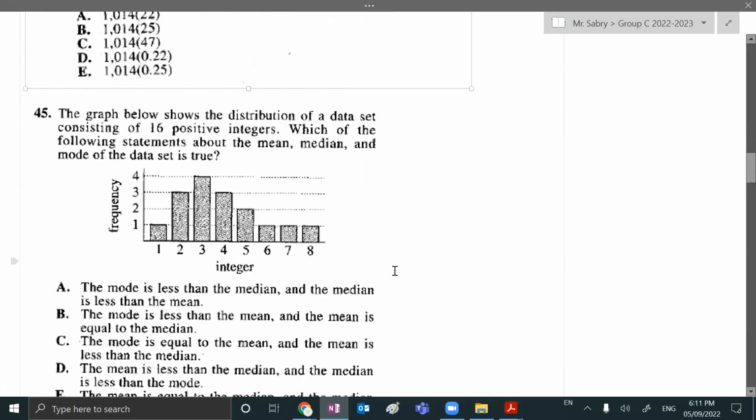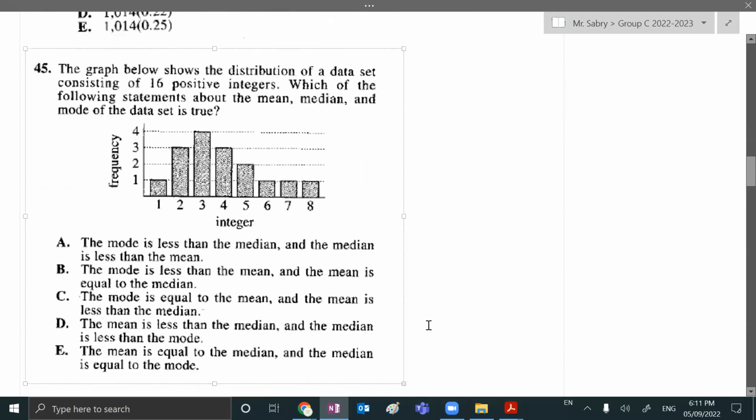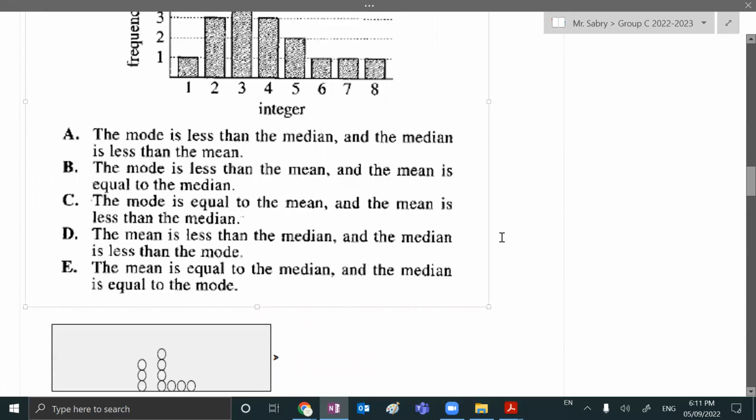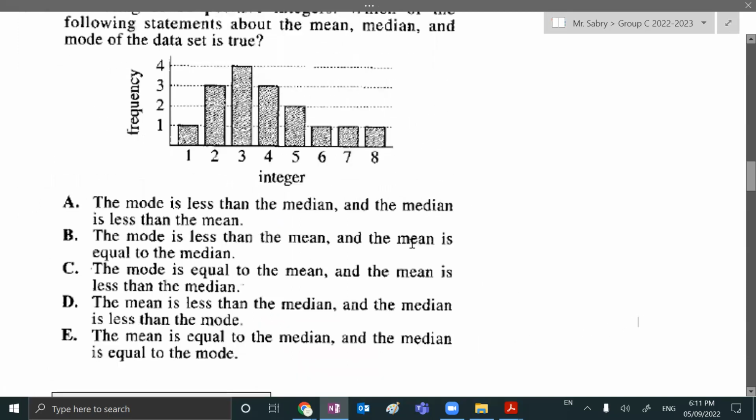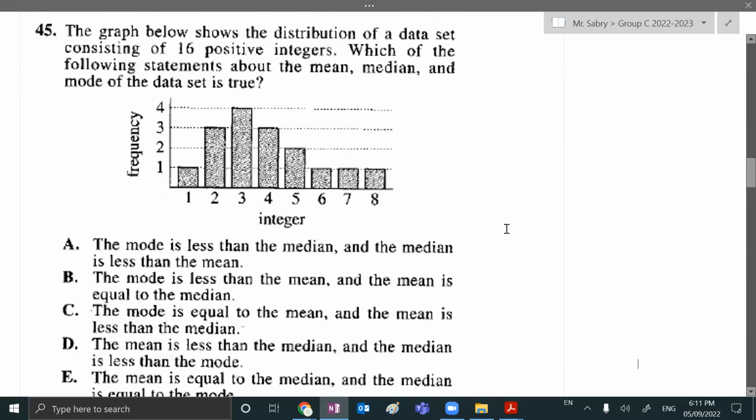Now, this one is not even important. They said that this is a graph of 16 positive integers. Which of the following statements about the mean, median, and mode of the dataset is true? This is a frequency one, so you always need to read what the x and y are in order to understand which of them represents the frequency. In the graph we explained with the students, the frequency was the one at the bottom. And it's not always called frequency. It could be called number of students, number of tests, or whatever. So check this one and tell me what you think.